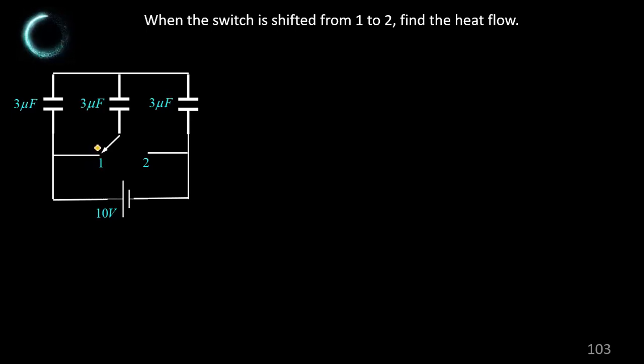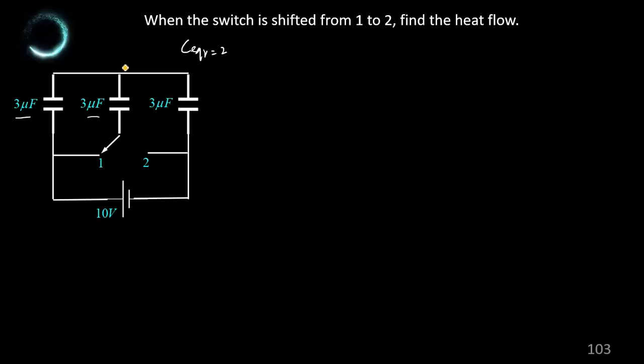For the initial situation, this 3 and this 3 will be in parallel combination, so the total capacitance is 6. With that 6, the 3 will be in series combination. So the equivalent is 2. The initial equivalent capacitance for this system is 2.